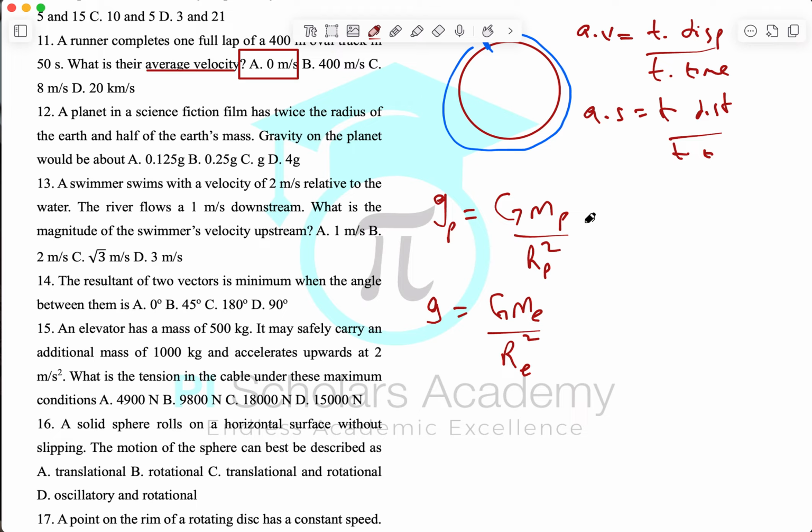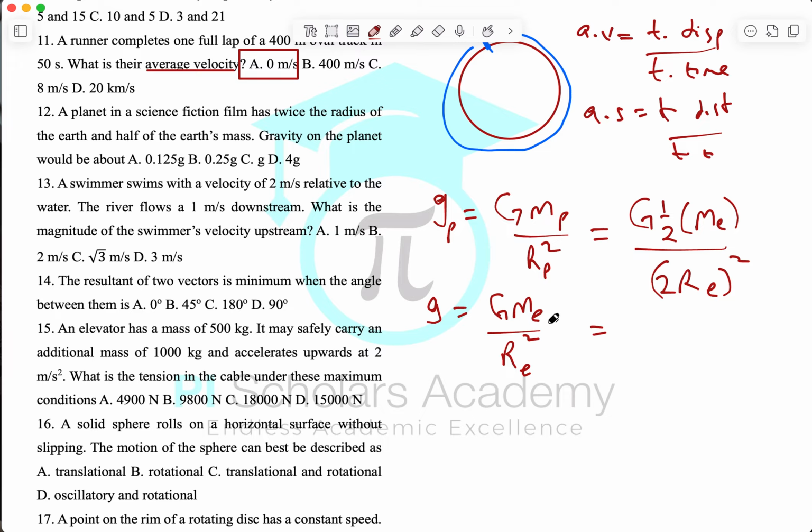So for this particular planet, we've been given some information. So this will be G. The mass of the planet is half the mass of Earth, so here we'll have 1 over 2 multiplied by Me, and then the radius is twice that of Earth, so divided by 2Re, everything raised to power 2.